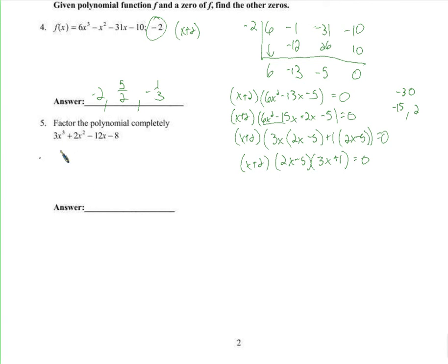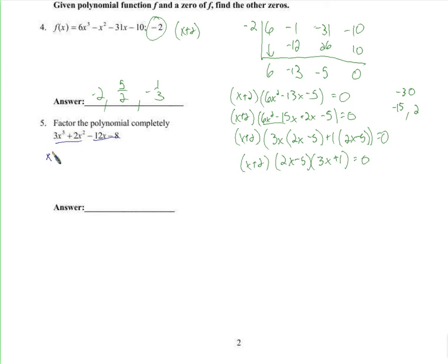Factor the polynomial completely. Okay, so is there anything in common that they all have that I could factor out? Almost 2, but this doesn't have a 2, and this doesn't have an x. Nothing can be factored out that they all have in common. What about factor by grouping? There's 4 terms. Maybe it's just kind of this old idea of factor by grouping.